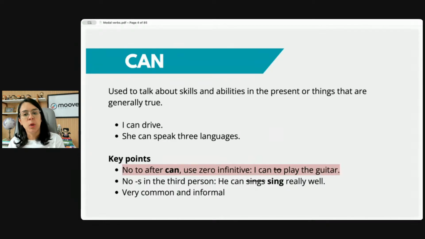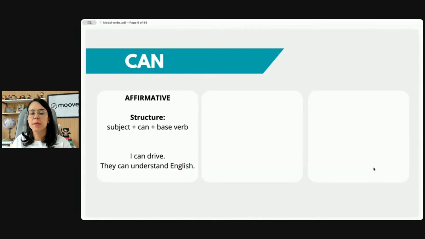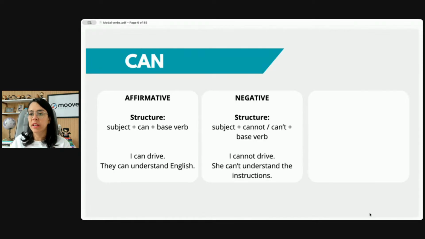Can is informal and it is very common. Actually, can is neutral. It is the kind of language that you can use in formal situations and informal situations. It's very flexible. I'm going to teach you a more advanced and more academic formal way of saying can. Okay, great. Can in the affirmative, we use the subject, can, and the base form. I can drive, they can understand English. Negative, if you are writing in a formal way, you can't use contractions.